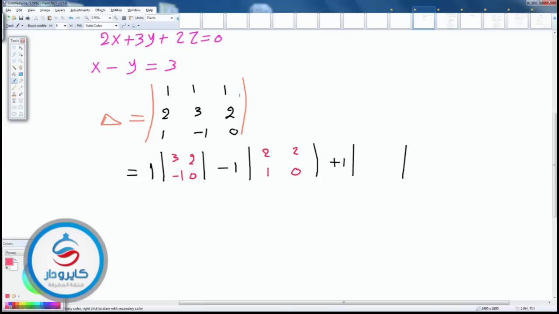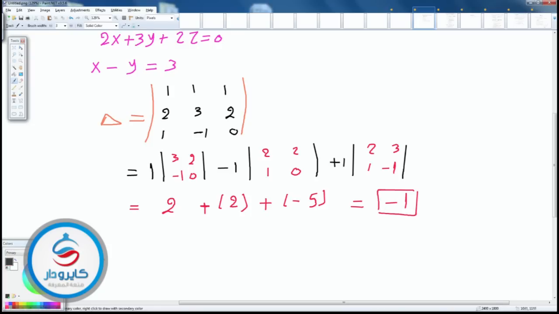First row, remove row and column, it will be 2, 3, 1 and negative 1. By calculating 3 times 0 minus negative 1 times 2 minus negative 2, it will be 2, minus 0 minus 2, it will be 2, plus negative 2 minus 3, it will be negative 5. Again, we have 2, 3, 2, 1, negative 1, 0. So it will be 0 minus minus 2, it will be positive here. So the final answer will be negative 1.